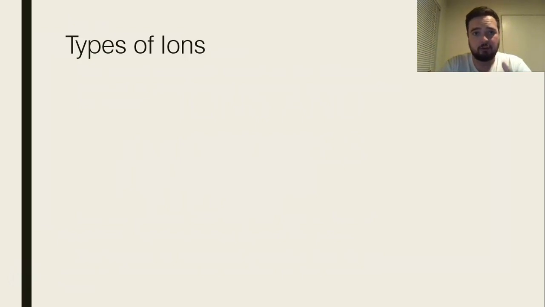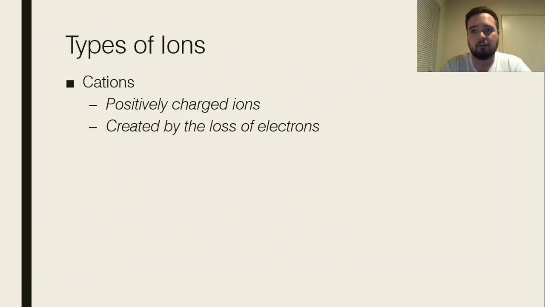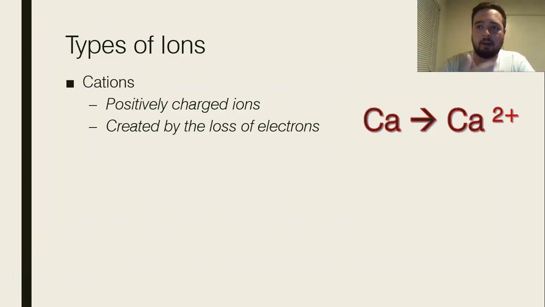Going forward, there are two types of ions based off their charges. One is a cation. Cations are the positively charged ions. They are created by the loss of electrons, which makes sense. If you lose negative charge by the loss of electrons, you're going to become more positively charged. For example, a common element that will form a cation is calcium. If it wants to form an ion, it will most likely lose 2 electrons to form a +2 calcium ion, or +2 calcium cation.